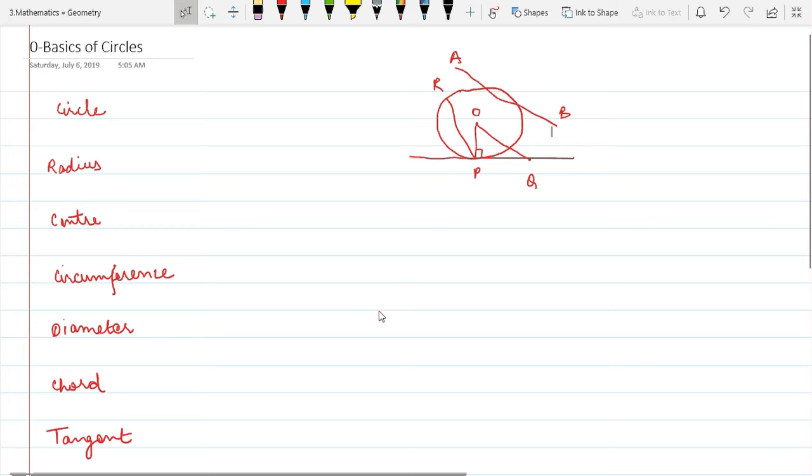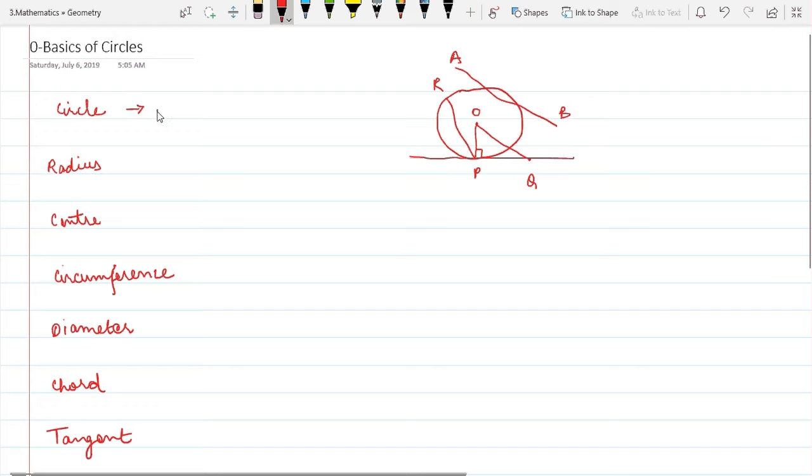With this video we are going to start a new chapter called circles, and in this video we are going to study about the basics of circles. This is a very important topic for class 10th. So first let's go through the basics of circles. How do we define a circle?